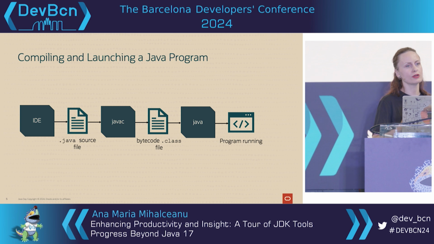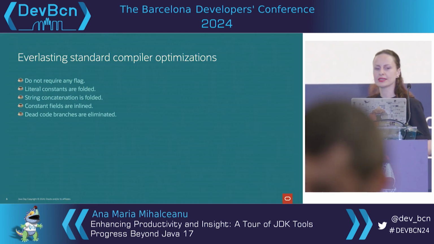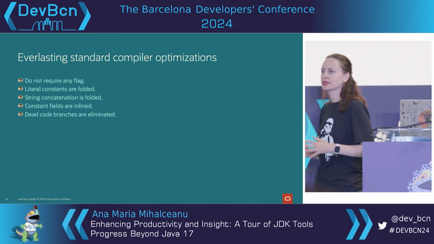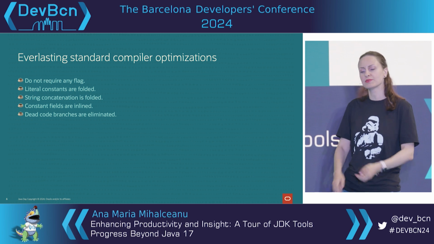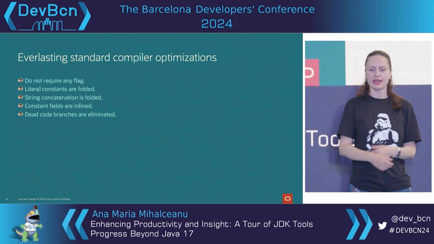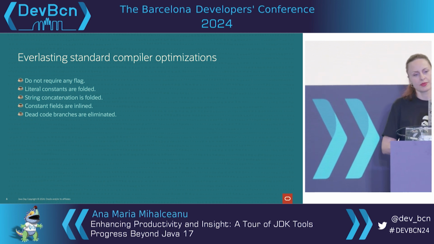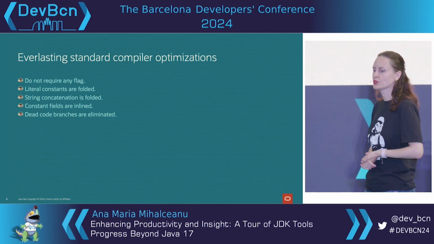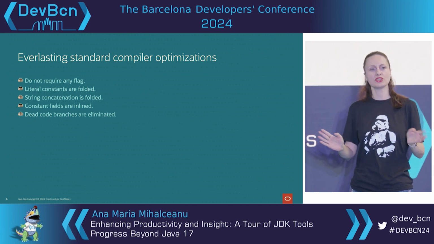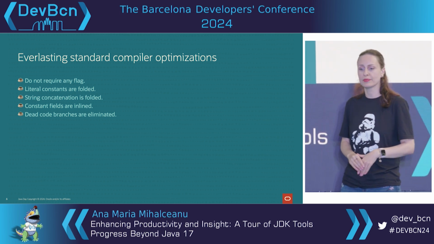Yet, for a long, long time, we have taken advantage of the compiler because it has some standard optimizations that help our Java applications to be performant. This has been happening for a long time. It's not new after 17, and we love these things. There's a reason that I'm reminding you about these. These compiler optimizations don't require any flags. So you can run javac, and they come with your Java compiler.